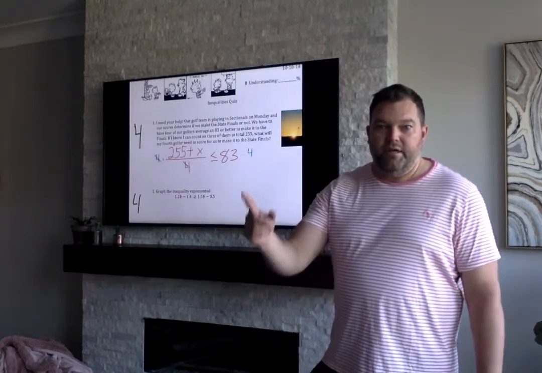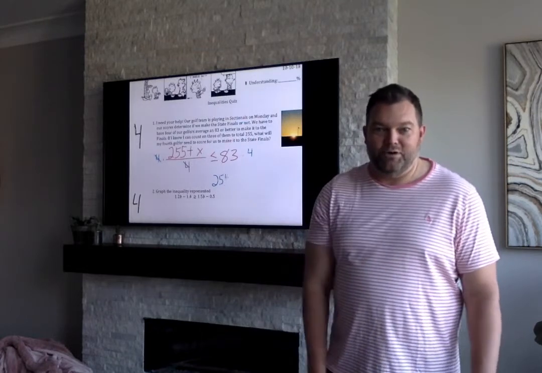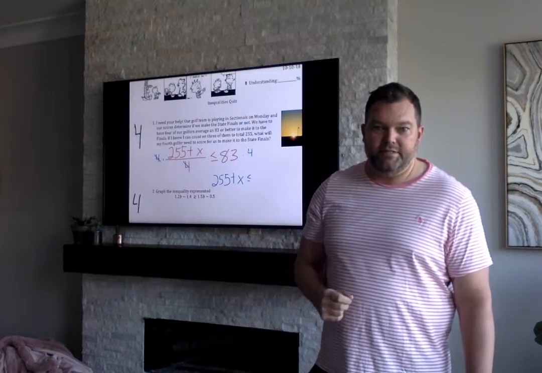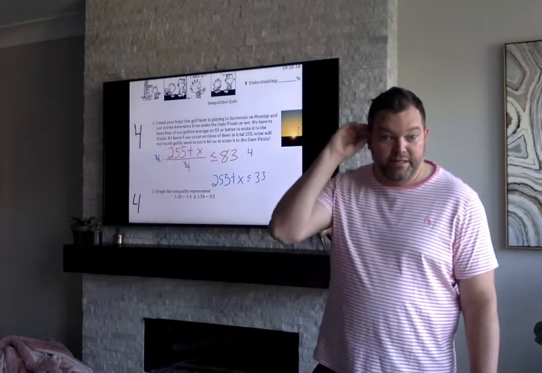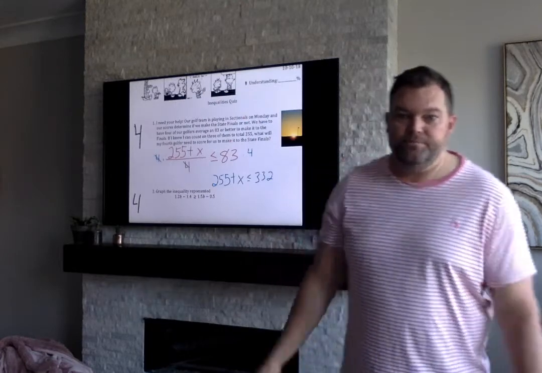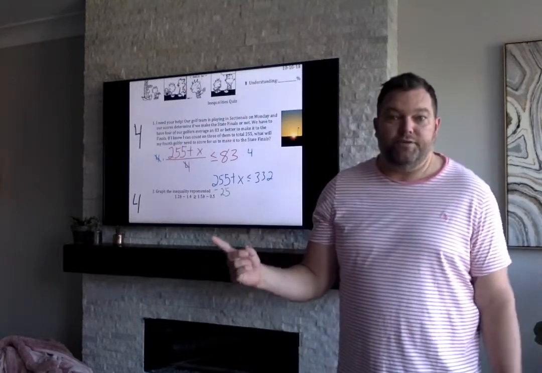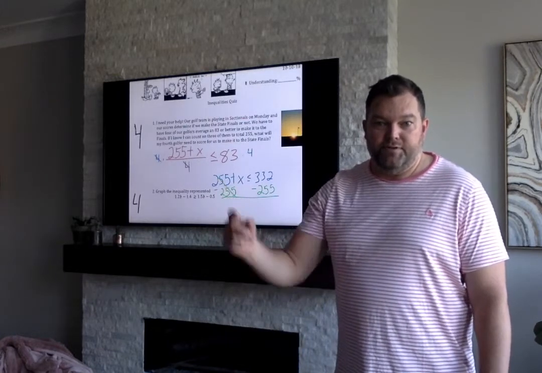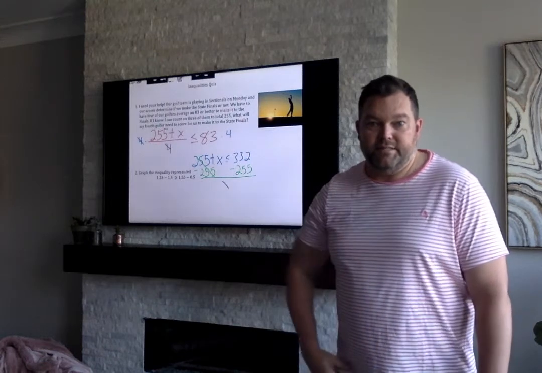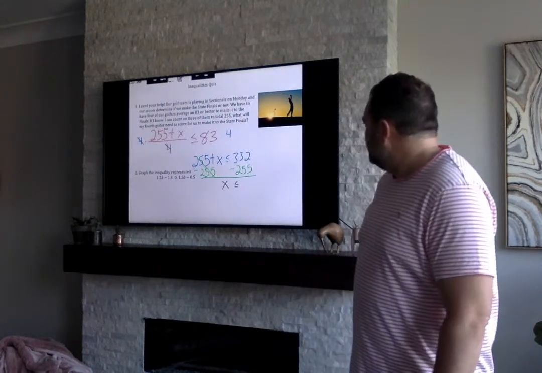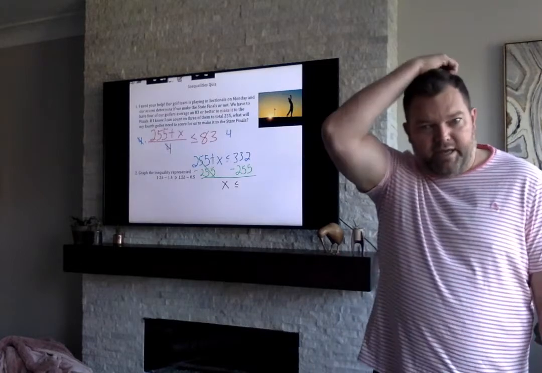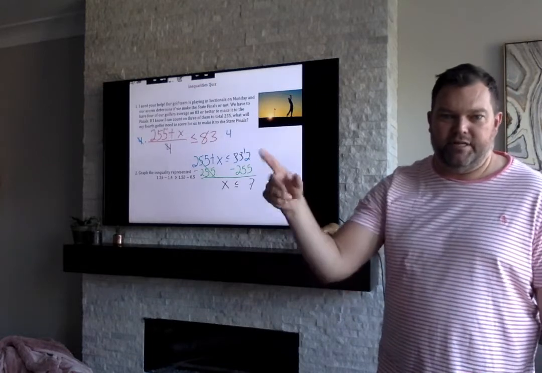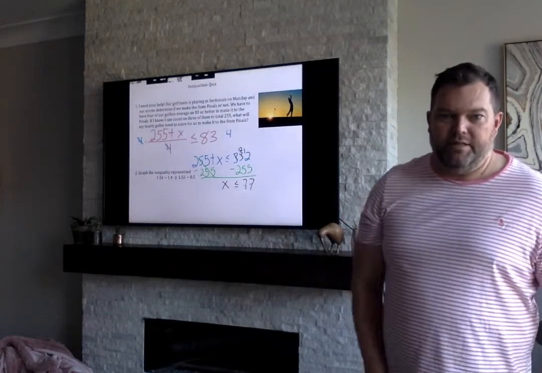The 4's cancel. 83 times 4, it took me a second to work this out. But you can see I put 255 plus x is less than or equal to 332. Now we're going to subtract the 255 from both sides in order to get x by itself. The 255s cancel, and I've got x is less than or equal to 77. I had to do a little bit of long subtraction here. You can see I'm canceling out some numbers, getting a 7, canceling that, and then another 7.